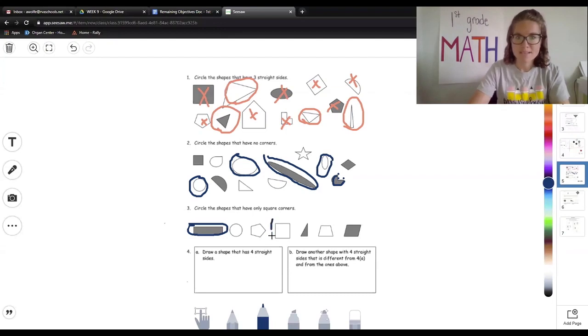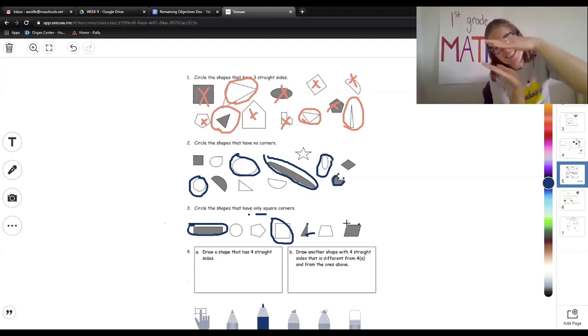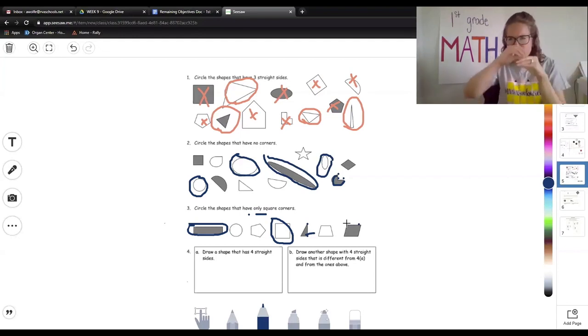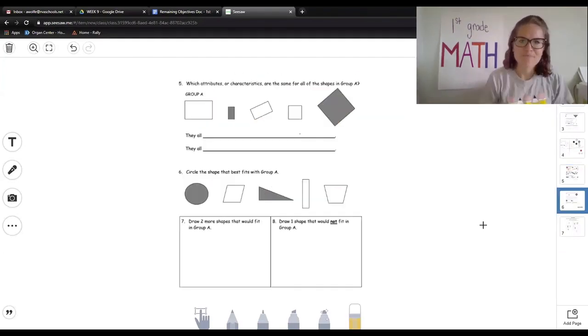Okay, this has a square corner, it's a square. This has a square corner here, but not here. Let's read the directions again. Circle the shapes that only have square corners. Well, this one has some other ones, so I don't think that would count. This one, it kind of looks slanted, like they twisted it a little bit. So I think it's just these two. That is a tricky one.